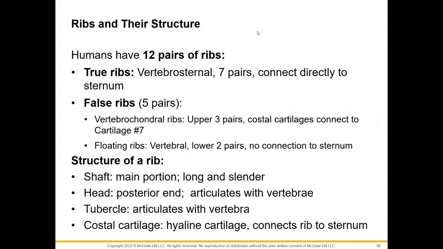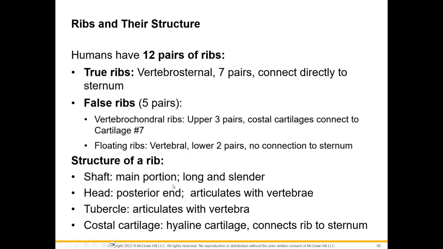Humans have 12 pairs of ribs. We have what's called the true ribs, or vertebrosternal ribs. There are 7 pairs. They connect directly to the sternum, but they do connect through a cartilage, I'll say. The false ribs, there are 5 pairs. The vertebrochondral ribs are the upper 3 pairs. Costal cartilage does connect through cartilage number 7, so they don't each have their own cartilage. And then you have the floating ribs, which have no connection to cartilage. That's the lower 2 pairs.